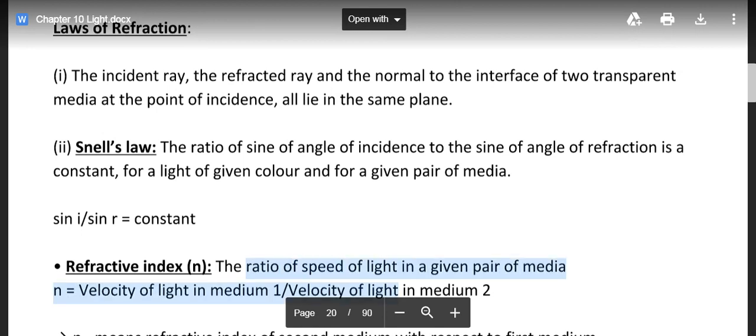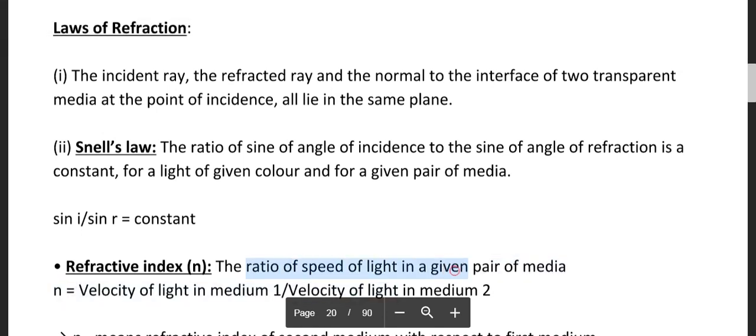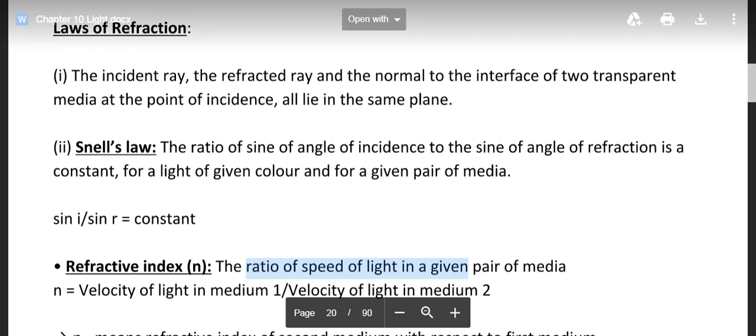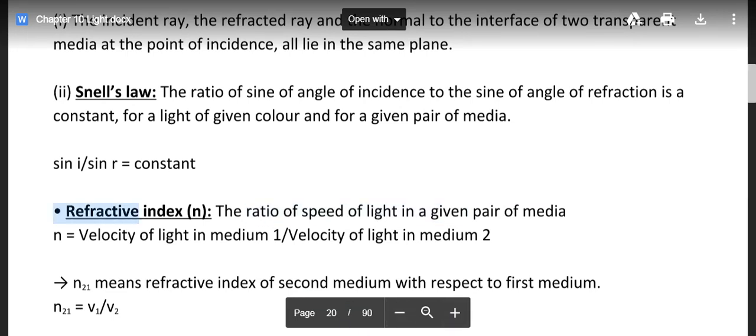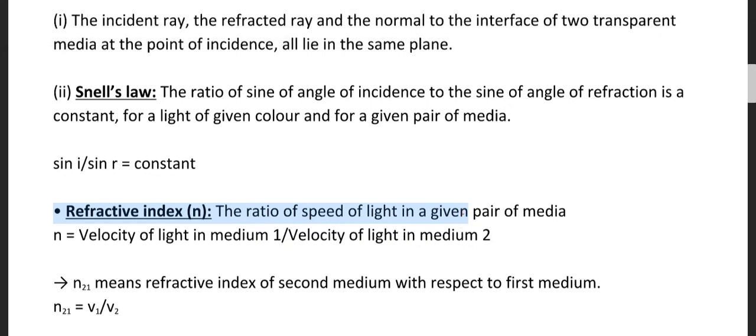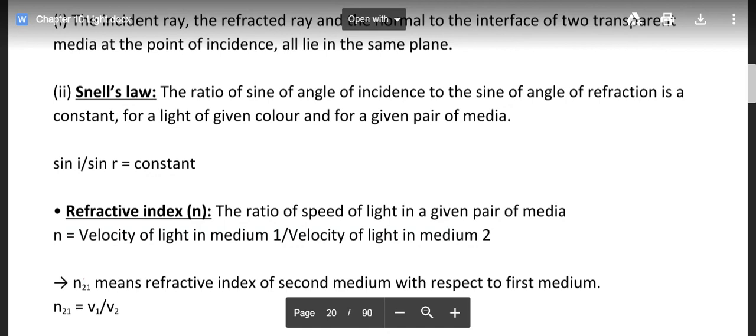And the ratio of the speed of light in a given pair of media, where n is equal to velocity of light in medium 1 and velocity of light in medium 2. So you have to understand this first of all. n is velocity of light in medium 1 upon velocity of light in medium 2. That means if we are writing like this, 2 to 1, that means from medium 2 to medium 1, right? And when we write 1 to 2, that means from medium 1 to medium 2, right?